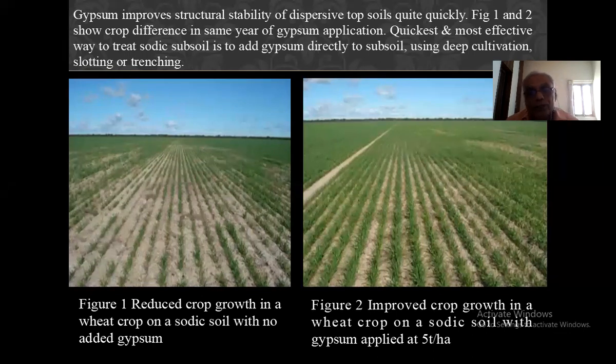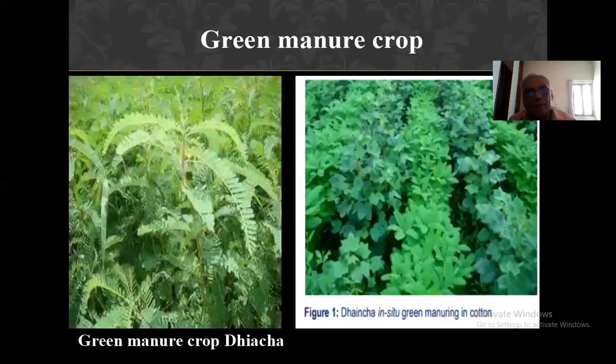So it depends, as I told, the gypsum application depends on the sodicity of the soil. Here they have applied 5 ton, and here they have not applied the gypsum, although the soil is sodic soil. So you can find the clear-cut difference: on the right side, in figure 2, the growth of the wheat is better as compared to figure 1 on the left side.